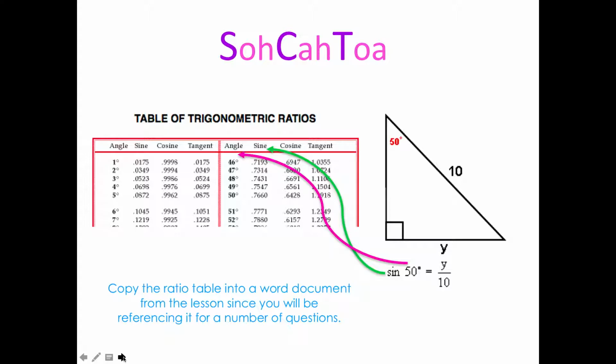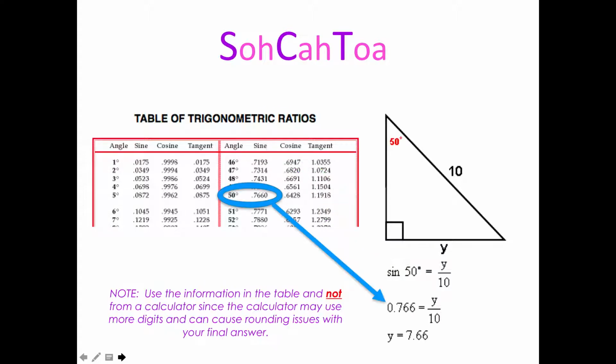I guess they broke this down rather than going from 1 to 90 in one column all the way down. They actually split it into two. So on the right-hand side is where my 50 will be. I'm going to come down there and say 50 degrees, and when I look at my sine, you'll see that the value is 0.7660. So instead of writing sine 50, I'm actually going to put that decimal into my equation.